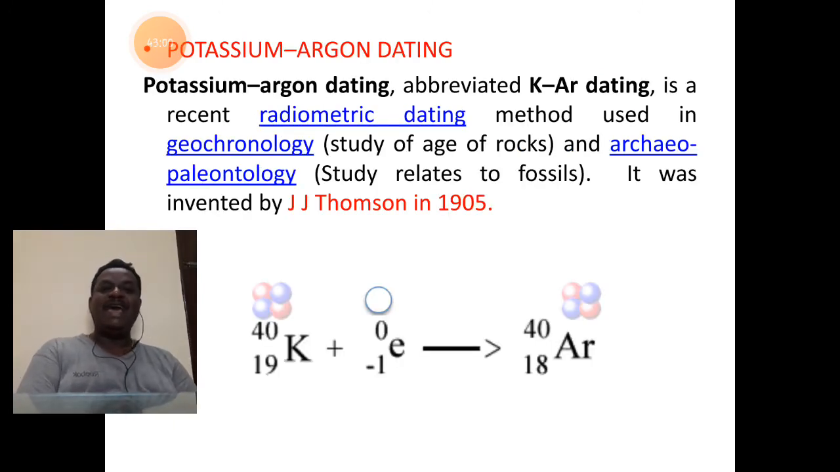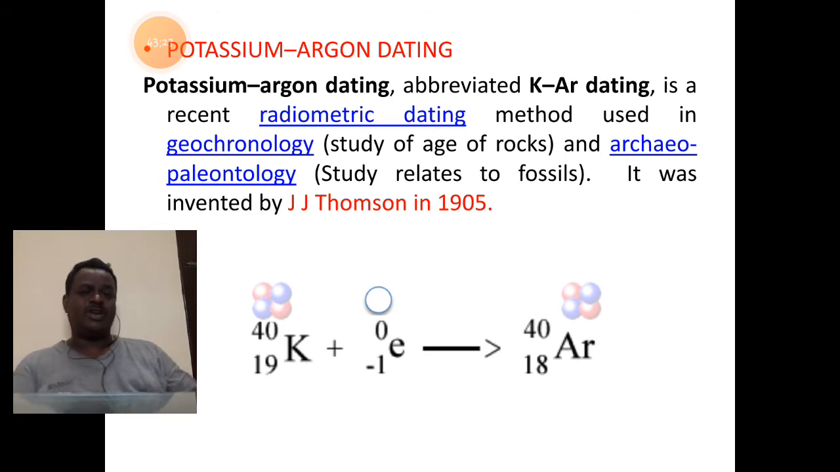The third method we have is the potassium-argon dating method. It is a recently developed method used in geochronology and paleontology related to fossils. It was invented by the scientist J.J. Thomson in 1905, where potassium-40 breaks down to form argon-40 by losing one of the electrons in it.